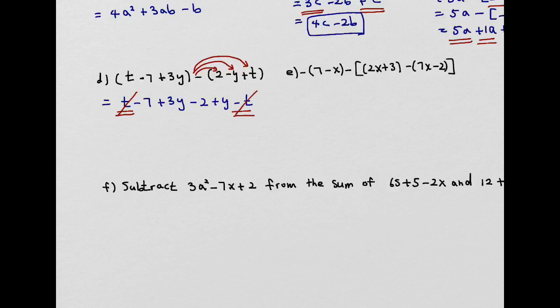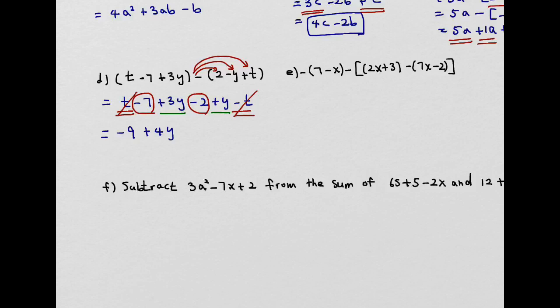And then I have negative 7 and negative 2. That's going to be negative 9. And then you also have positive 3y and positive 1y. You get plus 4y.